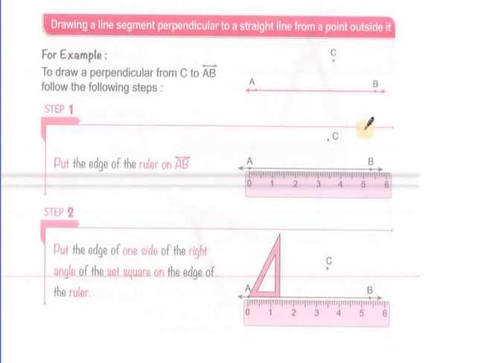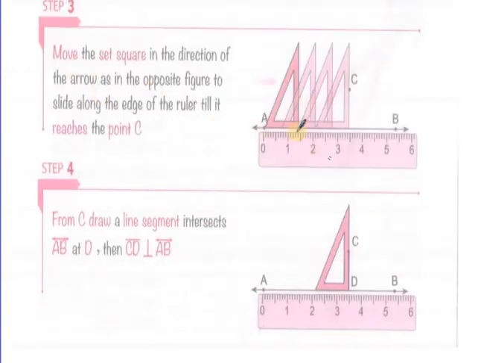Okay, how am I going to draw a perpendicular from a point here? I have my ruler, and I'm going to use my set square. I'm going to move it until I reach the point here, and join this point to that point, so it will be perpendicular. Here I'm going to move it step by step to reach the point C, and I make my perpendicular.